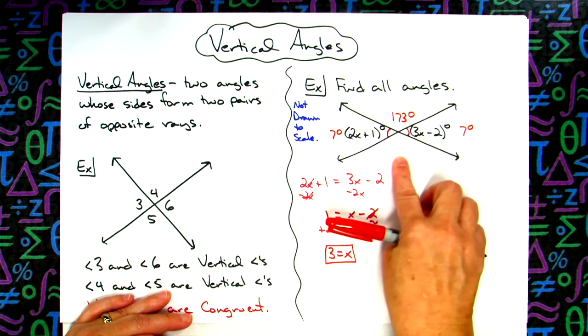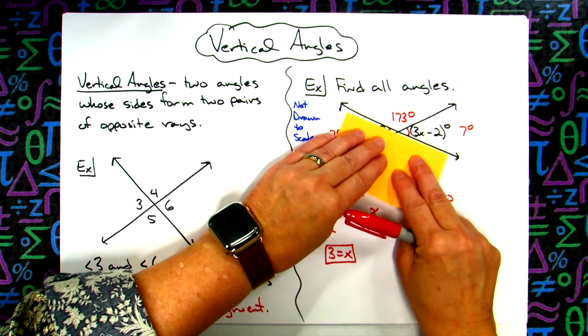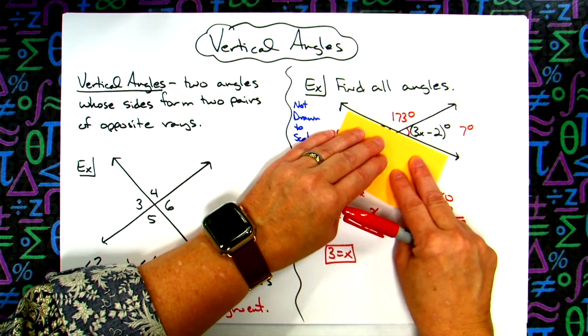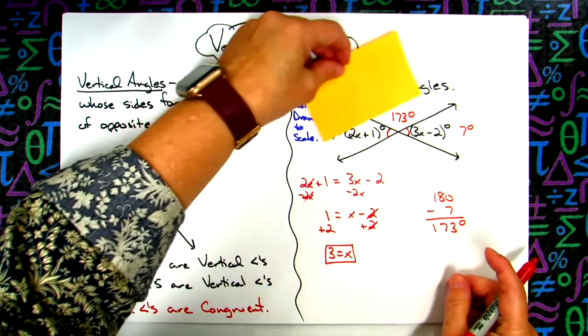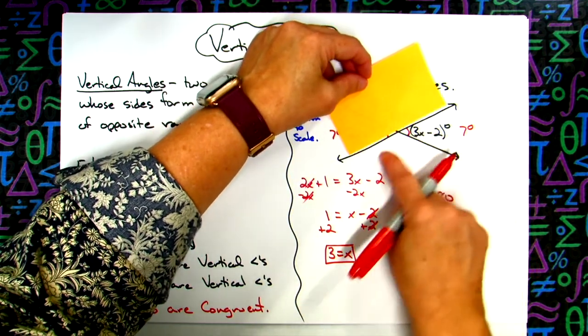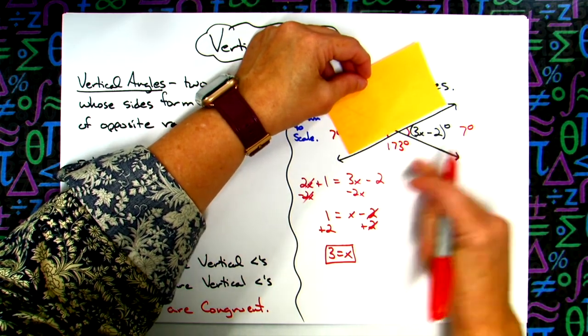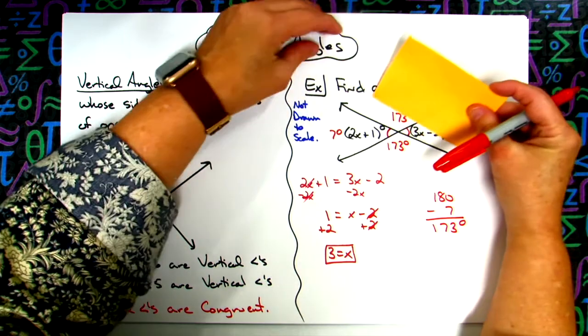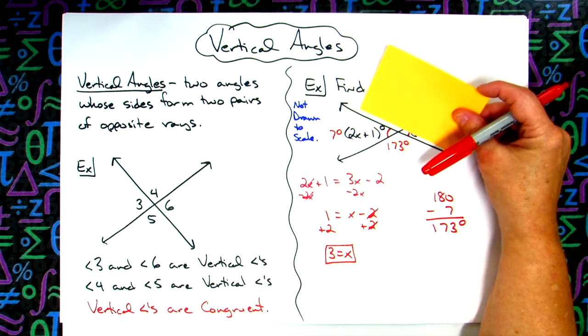Now, I know they're vertical, so I know this is 173 as well, but I could go all the way around this diagram. There I see my linear pair, and these two numbers add up to 180. And again, if I move it and look here, I see another linear pair. This would have to be 173 degrees added to the 7. All the way around you see that linear pair, and these angles add up to 180 degrees.